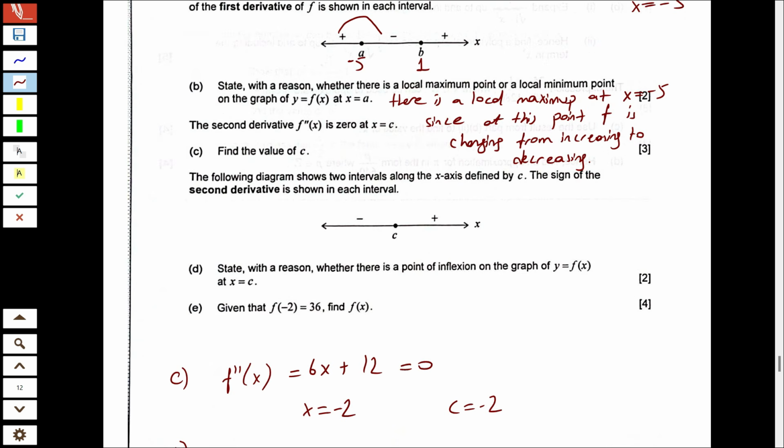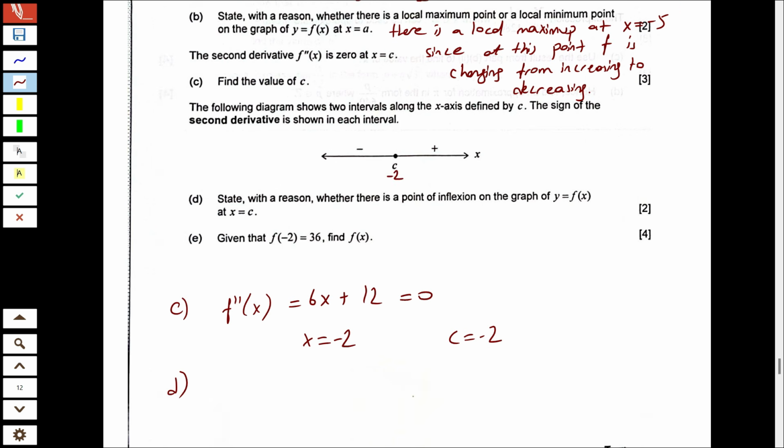At the next question, the following diagram shows two intervals along the x-axis defined by c. The sign of the second derivative is shown in each interval. State with a reason whether there is a point of inflection on the graph of f at x equals c. So at the left of this point, you see that this is concave down. The meaning of the second derivative actually is that it tells us whether the graph is concave up or down. And to the right of this point, since the sign is positive, the graph of this function is concave up. From here you can say that the point C is an inflection point.